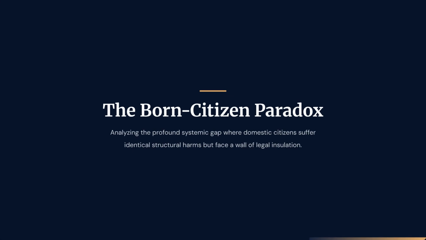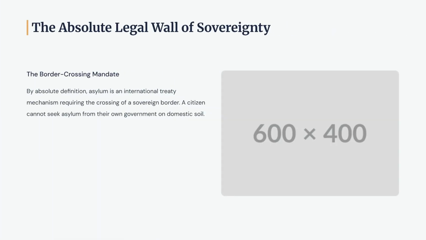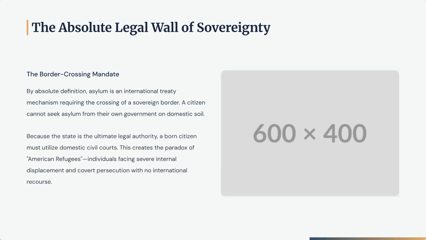Next, we address the born citizen paradox. This section analyzes the profound systemic gap where domestic citizens suffer identical harms but face legal insulation, unlike asylum seekers. Asylum is defined as an international mechanism requiring the crossing of a sovereign border. Therefore, a born citizen cannot seek asylum from their own government on domestic soil. They must rely on domestic courts, which creates the paradox of American refugees with no international recourse.